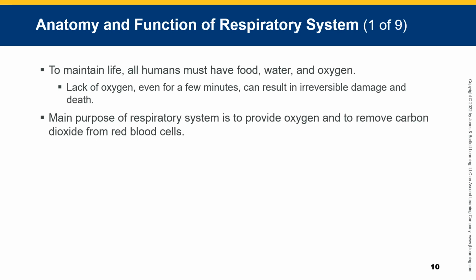To maintain life, all humans must have food, water, and oxygen. Lack of oxygen, even for a few minutes, can result in irreversible damage and death, not just to the brain, but also vital organs. If brain cells are deprived of oxygen and nutrients for as little as 4 to 6 minutes, they begin to die. Brain death is followed by death of the entire organism, or the entire body. The main purpose of the respiratory system is to provide oxygen and remove carbon dioxide from red blood cells as they pass through the lungs.